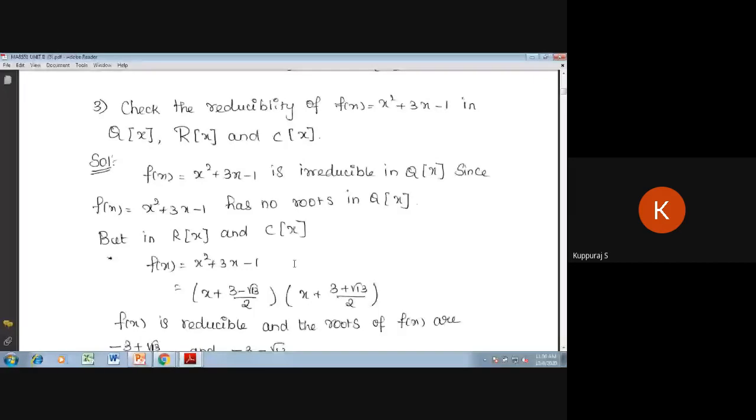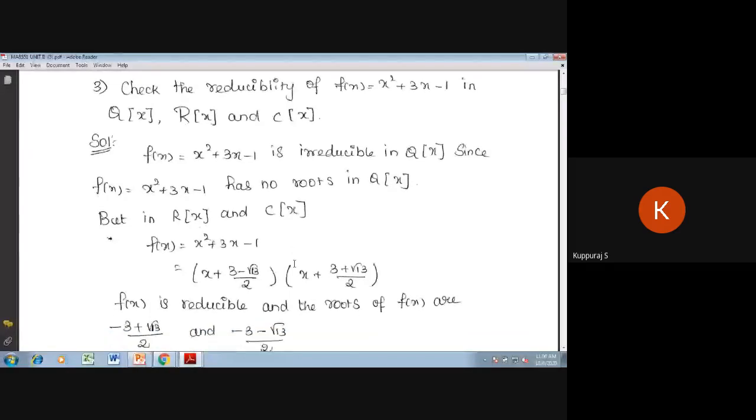Check the reducibility of f of x, f of x is equal to x square plus 3x minus 1 in Q of x, R of x and C of x. So x square plus 3x minus 1 is the given quadratic expression, whose roots can be identified by using the roots formula. So x equals minus b plus or minus root of b square minus 4ac, whole divided by 2a. By using this formula, you can easily identify the roots of the given polynomial. So that is minus 3 plus or minus square root of 13, whole divided by 2.